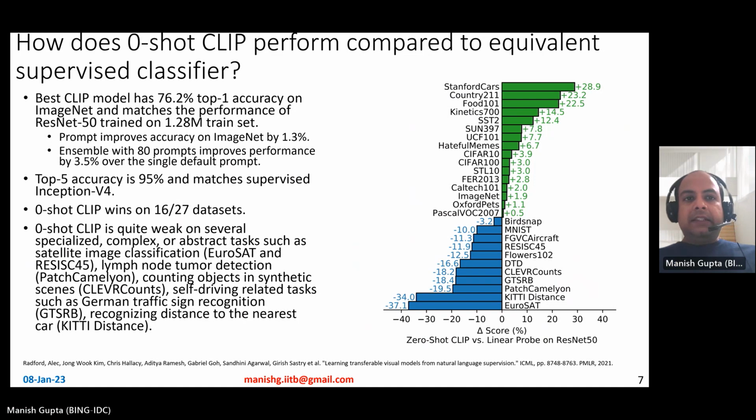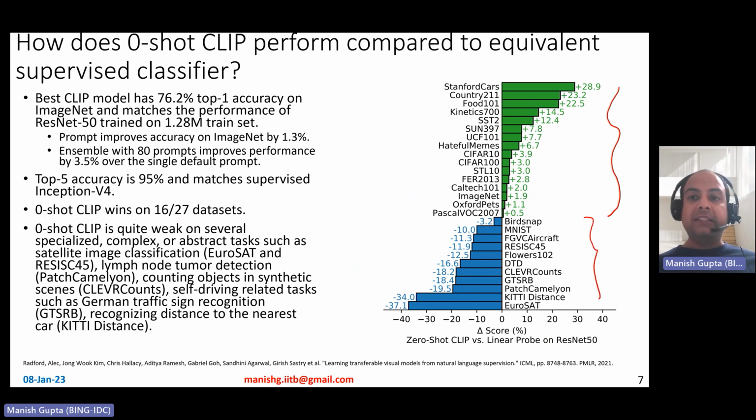Yeah. So how does zero-shot CLIP perform compared to an equivalent supervised classifier? Hey, you may think that the game is not fair. We're comparing a zero-shot model with a highly supervised trained model, right? But it turns out that zero-shot CLIP actually performs really well compared to an equivalent supervised trained classifier.